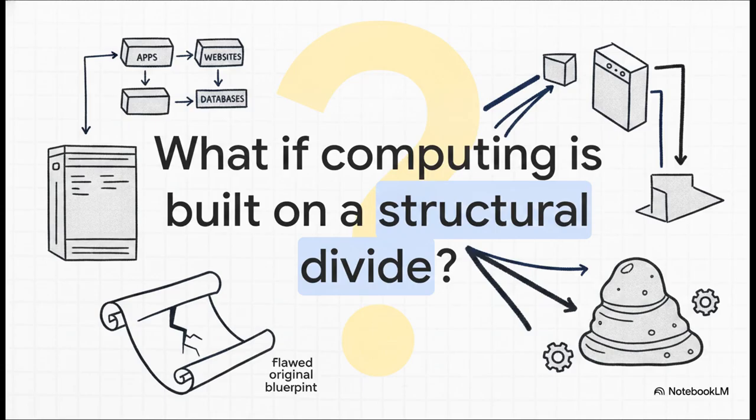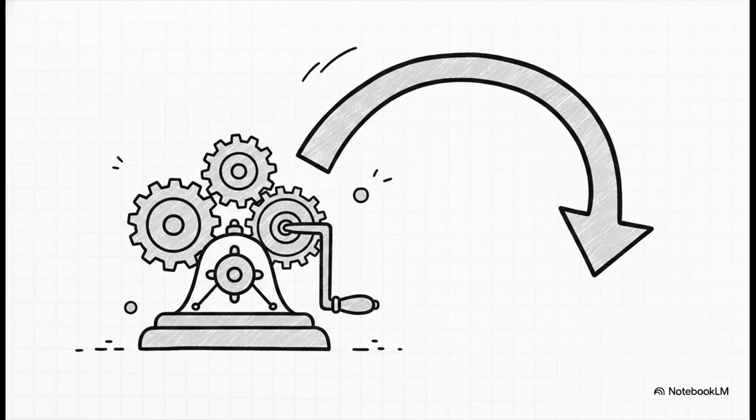What if the very architecture of modern software, the way your favorite apps, websites, and databases function right now, is built on an artificial, rigid boundary? If you've ever found yourself wondering why modern software can sometimes feel so bloated, slow, or just overly complex, well, we really have to question that original blueprint. But to question that blueprint, we actually need to go backward in time.